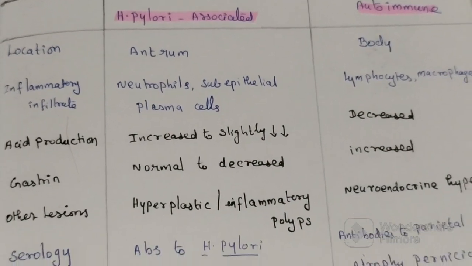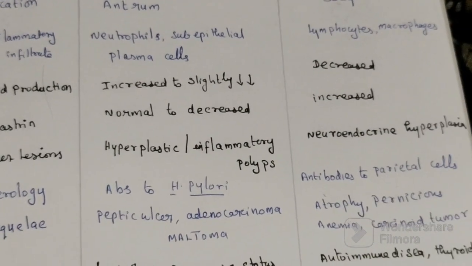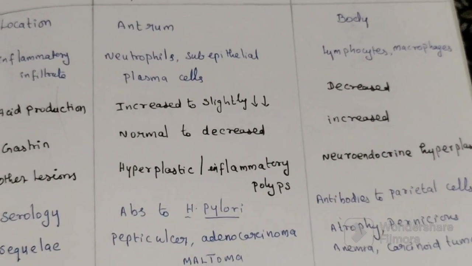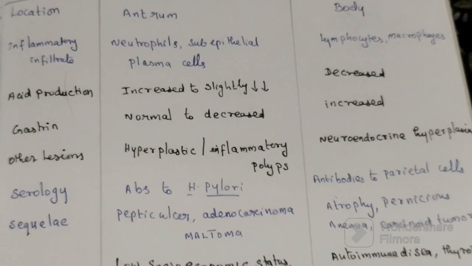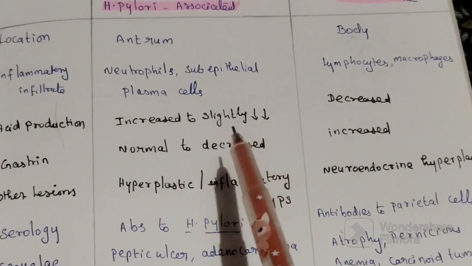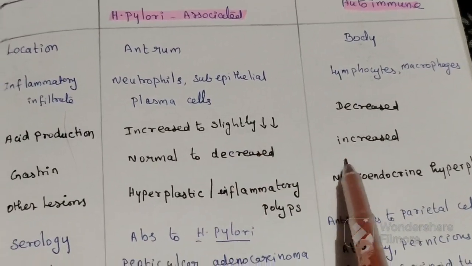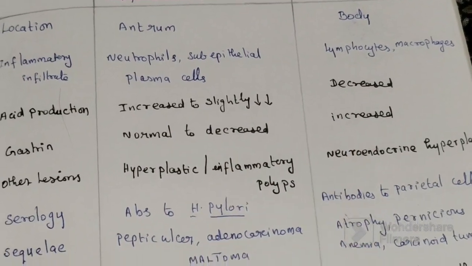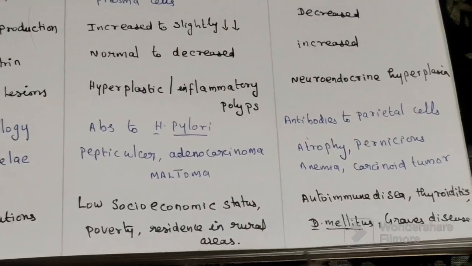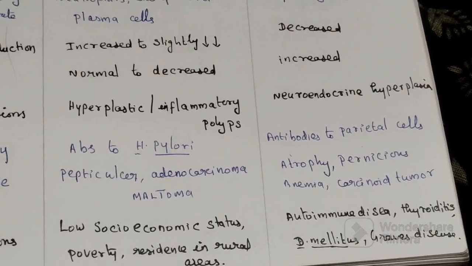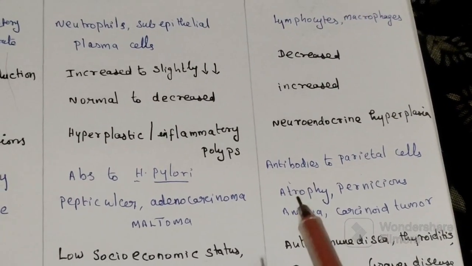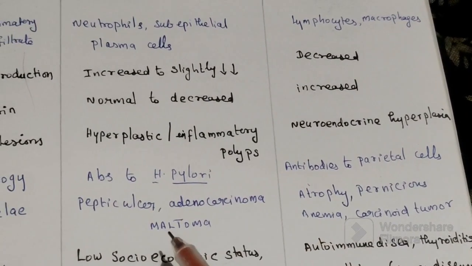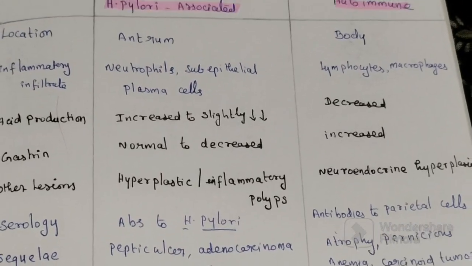Then serology: autoantibodies here, because of H. pylori here. Then gastrin level here decreased, here increased. Then the associated disease here is pernicious anemia. Here it is associated with anemia. Here peptic ulcer because of bacteria.